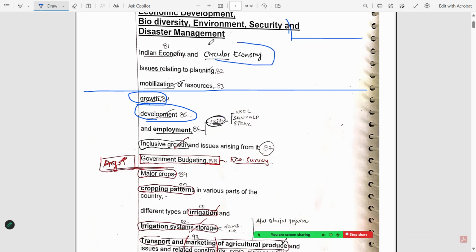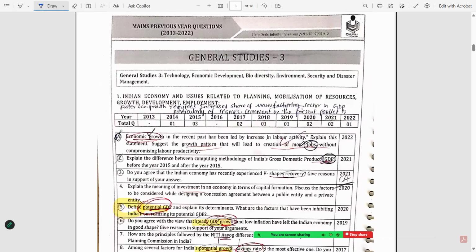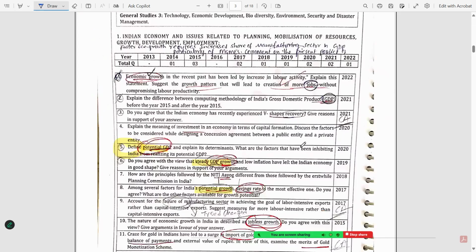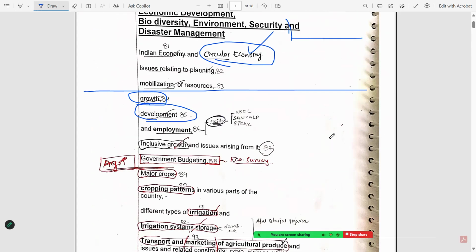I wrote circular economy because in questions these days the term circular economy is very famous in the newspapers, as well as the government is working toward a circular economy. I wrote it just to remember that it is important. So that's all for today. Tomorrow we'll be doing growth and development. Have a great day. Bye.